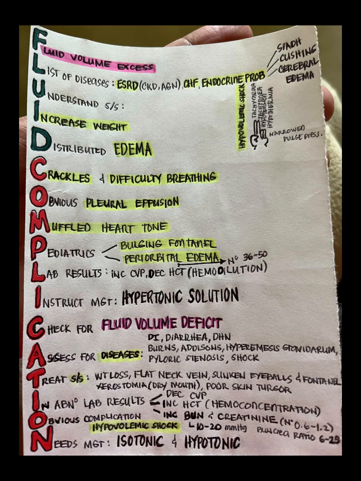In abnormal lab result, there is a decrease of CVP, increase in hematocrit, which is hemoconcentration. BUN will also increase and the creatinine will also increase. Again, the normal creatinine value is 0.6 to 1.2 and the normal blood urea nitrogen value is 10 to 20 mmHg. Pero si BUN creatinine ratio is 6 to 25. So, tandaan, creatinine normal value is 0.6 to 1.2, BUN normal value is 10 to 20, pero blood urea nitrogen and creatinine ratio is 6 to 25.